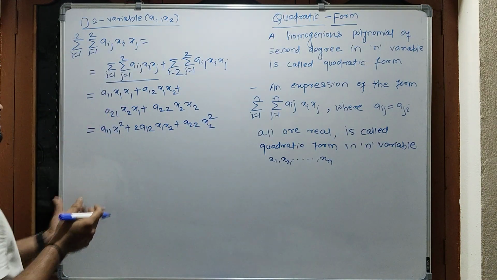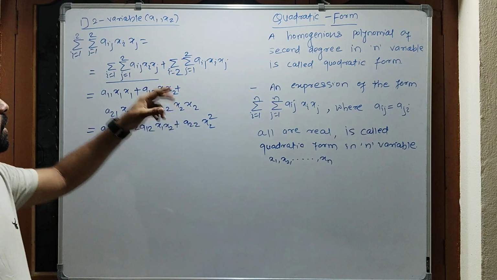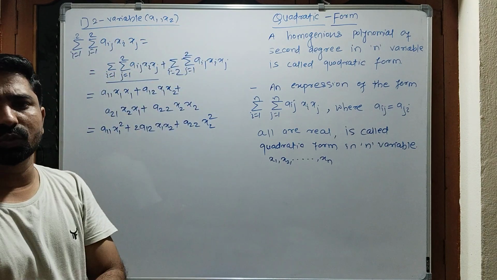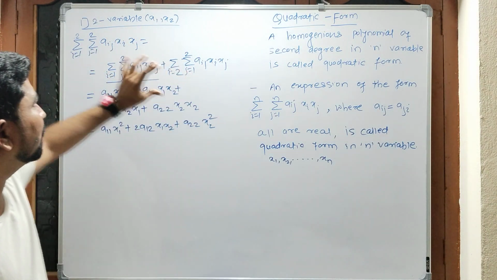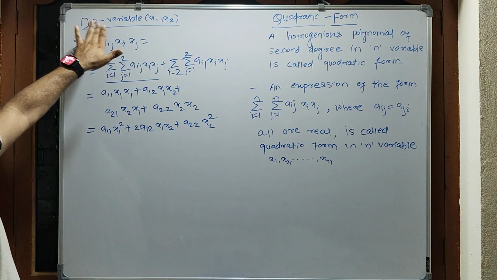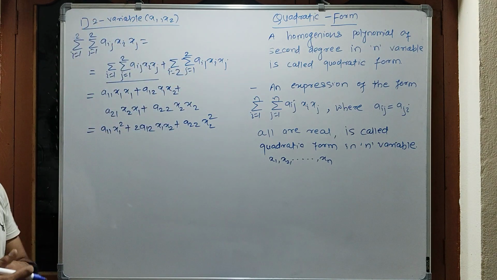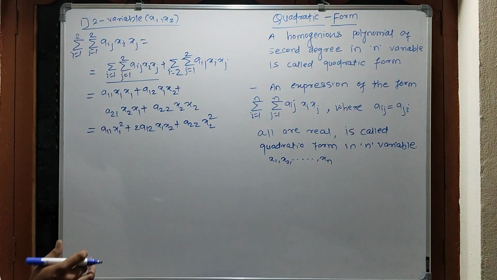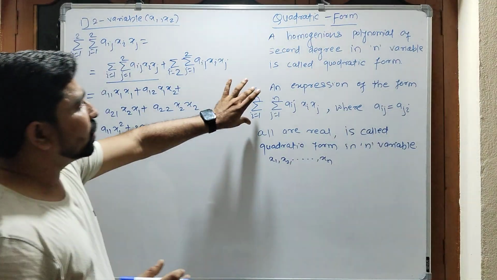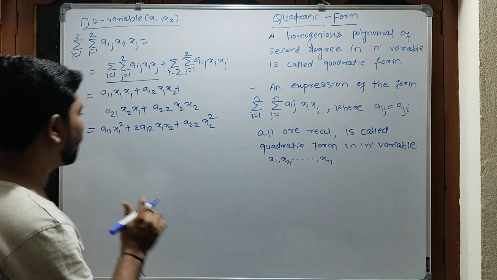So here this is the quadratic form in two variables x1, x2. Here we can write this expression for two unknowns, x1 and x2. So this is one way. But here is another way to write it, using a matrix.